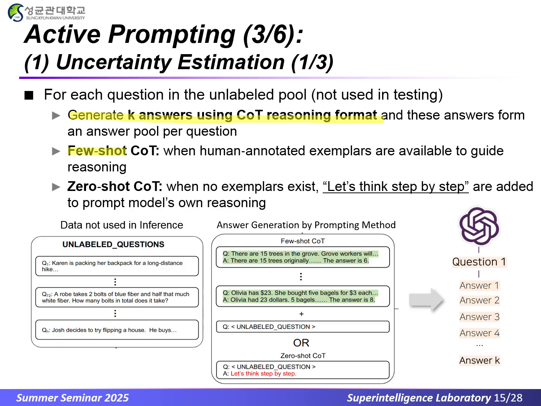Few-shot COT is used when we already have human annotated exemplars to guide the model's reasoning. Zero-shot COT is used when no exemplars exist. We simply add, "Let's think step by step," so the model self guides its own chain of thought. These k-generated answers form the answer pool for uncertainty estimation.